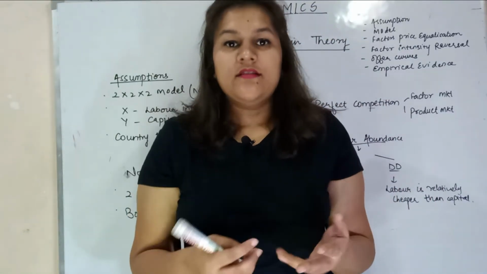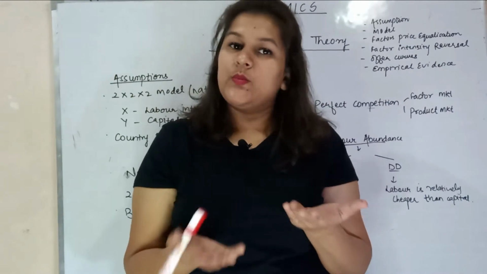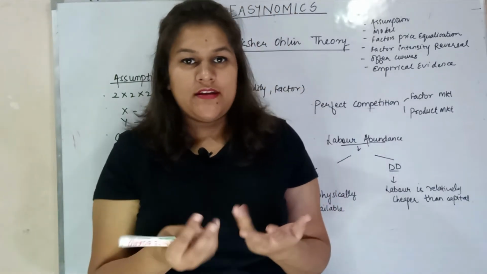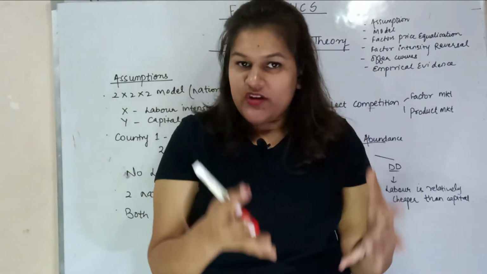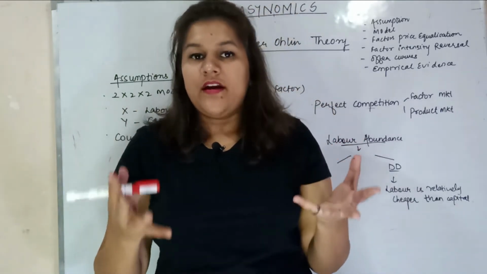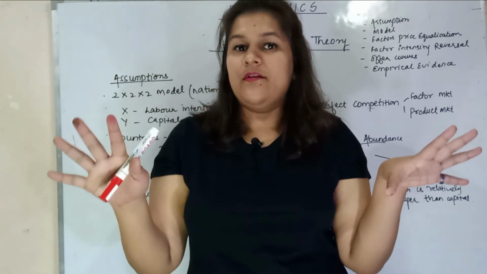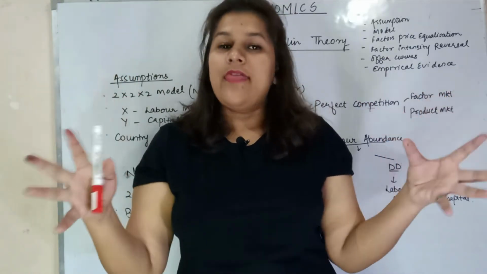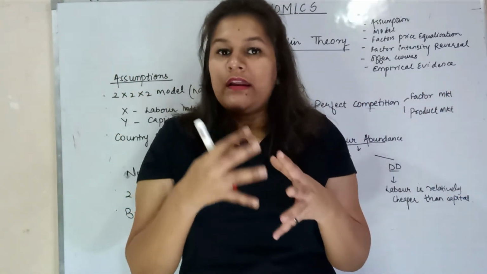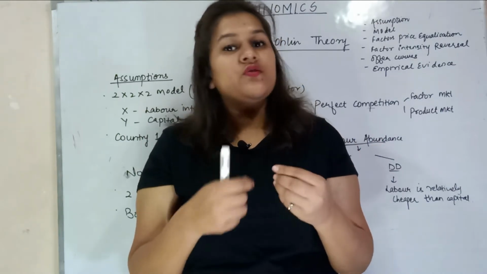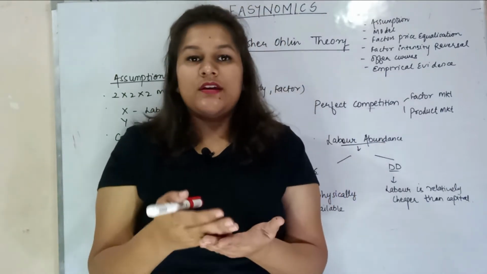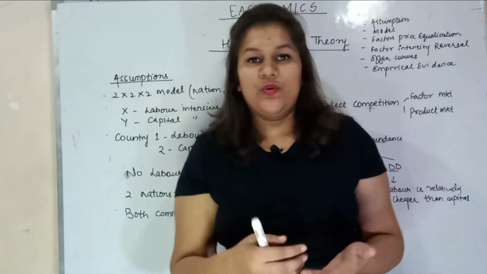Ricardo explained the complete specialization between the two countries and the two commodities. Suppose India and China are doing trade based on comparative advantage, then India will end up producing one good and China will end up producing another good, and they will trade. Now, what if the complete specialization does not occur? This situation is explained by the Heckscher-Ohlin theory.